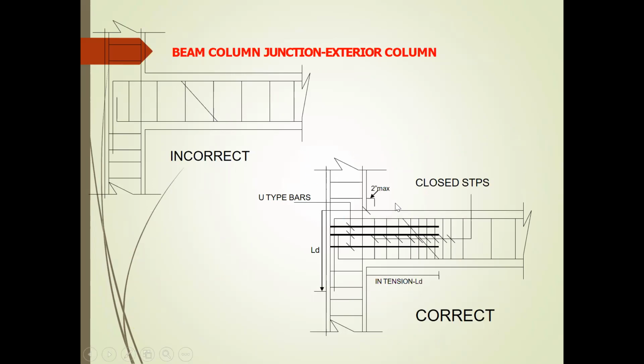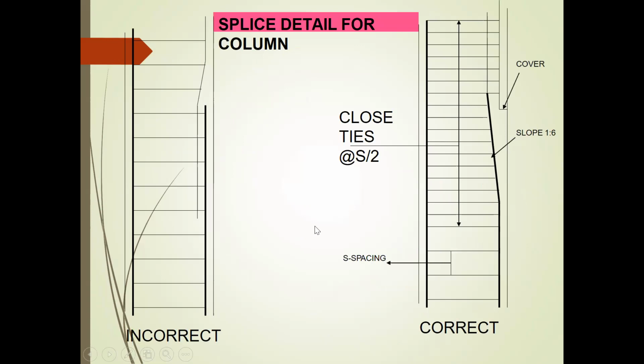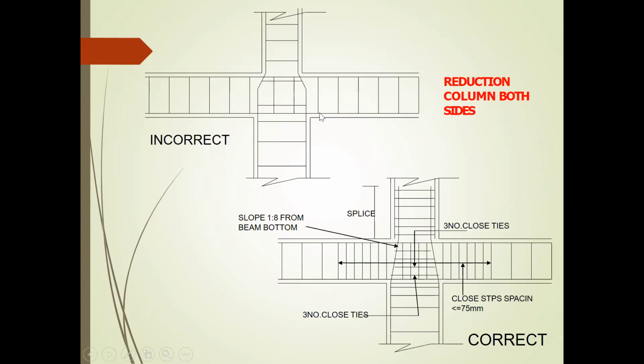Beam column extension. Here you can see this beam column extension. The beam actually has to be like this. LD, the tension bar. Closed stirrups have to be provided. Splice details. Straight vertical is always wrong. It should be a slope of 1:6, bend, and then cover it up.